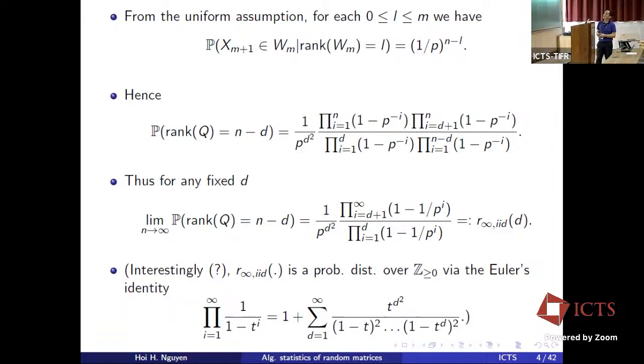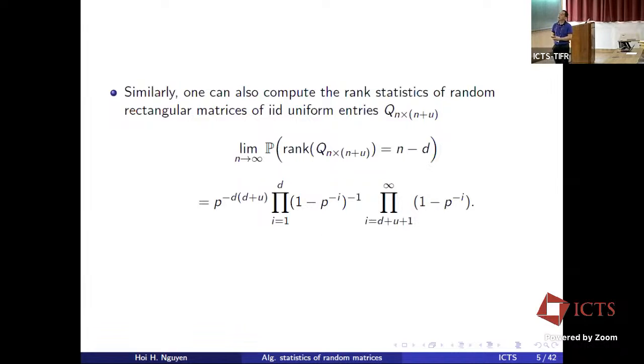Product from this one. There are many things. I from 1 to n, and in here is I from 1 to d. If n is infinity, then that becomes this. You cancel it out and you get this. Okay, so this is for IID matrices. For rectangular matrices, you have similar things, by the same reasoning because the columns are independent. Okay, so that's all for IID matrices.